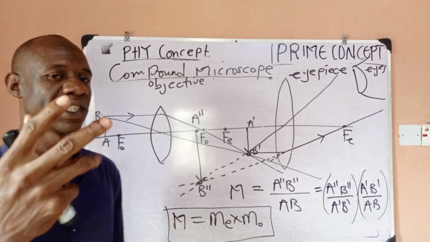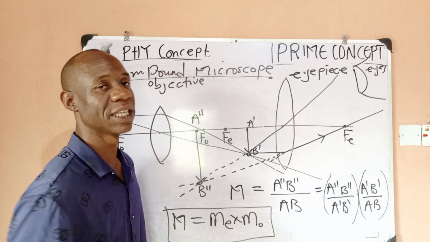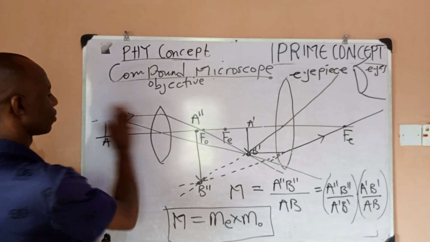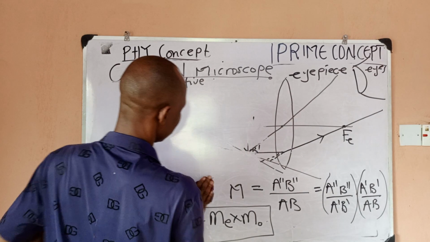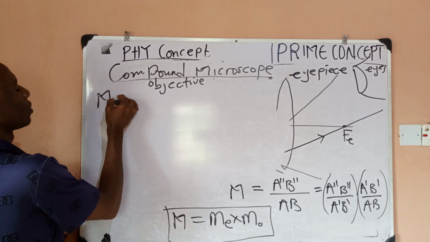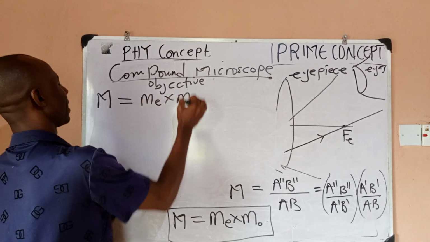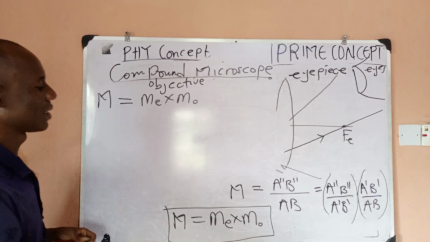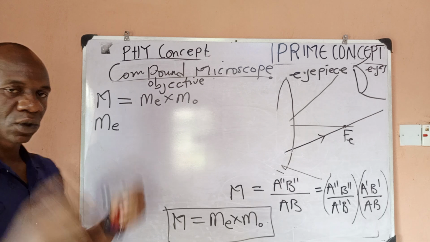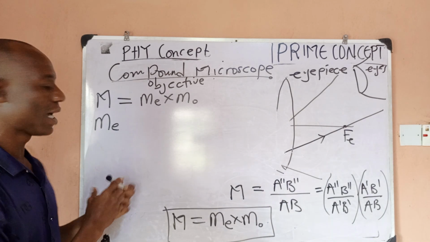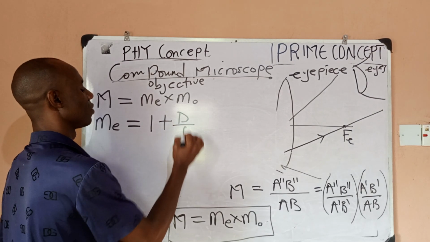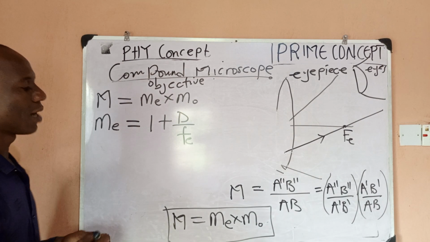Because they can give us questions where they won't give us these magnifications directly. So what other relation can we get from here? Very simple. So I'm going to rub this diagram. So we can see that our total magnification is ME times MO, right? Yes. Now, what is ME? Magnification of our eyepiece. We derived this in our previous video, which I will just be writing. The magnification of our eyepiece is actually 1 plus D over FE, where FE is the focal length of the eyepiece.